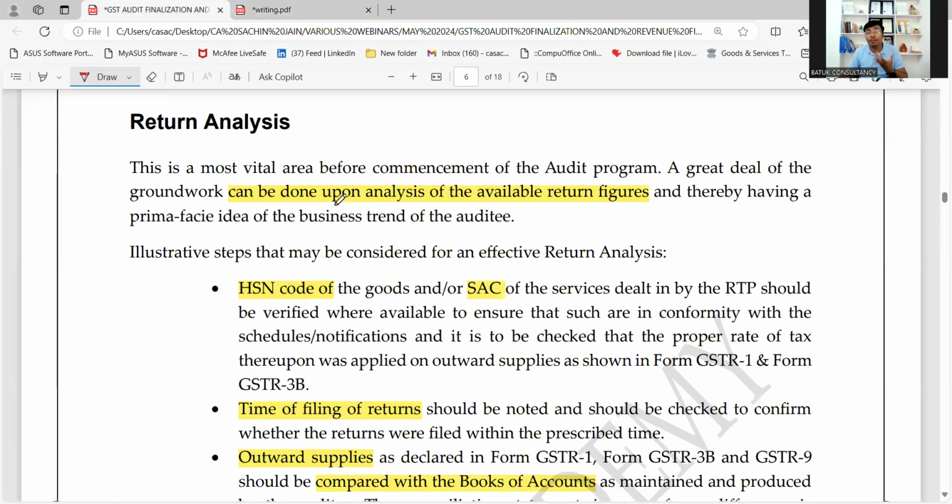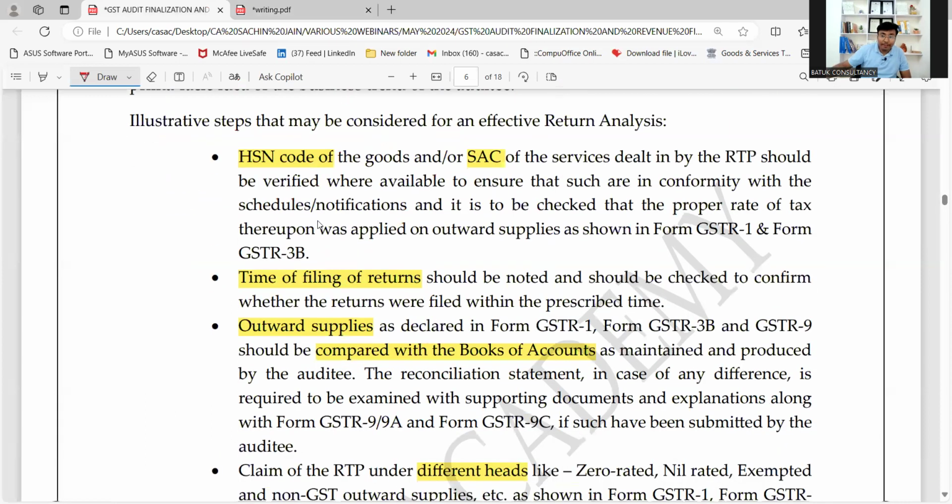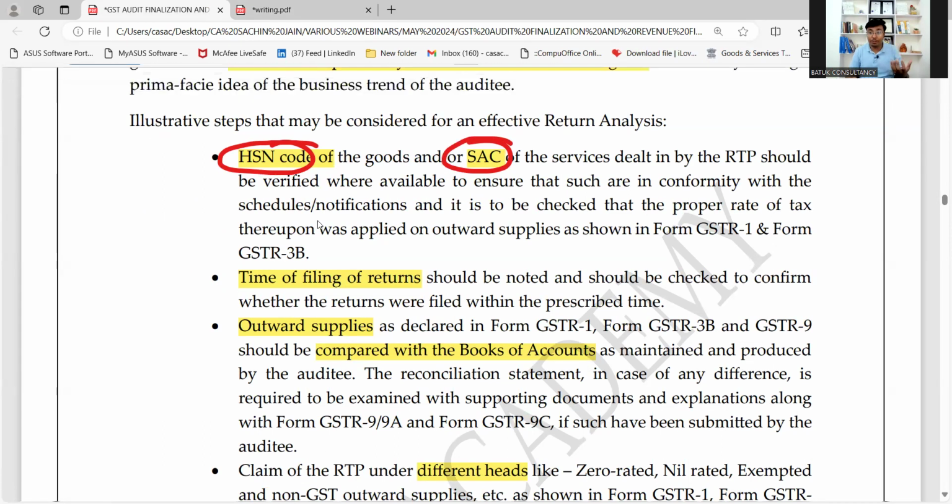What is to be covered in this particular return analysis? So the first thing you need to check is your HSN code and service accounting code. We all know that the taxpayer is going to file the GSTR1 return and provide the HSN code and SSC code. So when you analyze the GST return of that particular party, you have already checked initially the nature of that particular business entity. So you just need to cross verify that all the HSN codes and SSC codes mentioned in the GSTR1 are commensurate with the nature of the business.